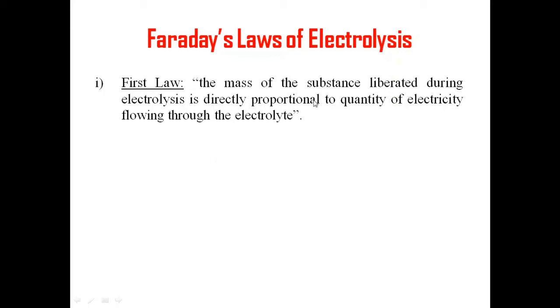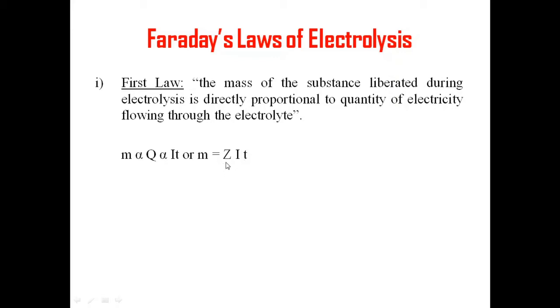It means the mass of substance is, if I consider the earlier example, copper was the substance liberated. So the quantity of copper which is liberated during that electrolysis process is directly proportional to the quantity of current flowing through the electrolyte, right? So you can say that the mass is proportional to the quantity of electric current, that is charge. Charge is proportional to the flow of current with respect to time. So in general we can say mass is equal to ZIT.